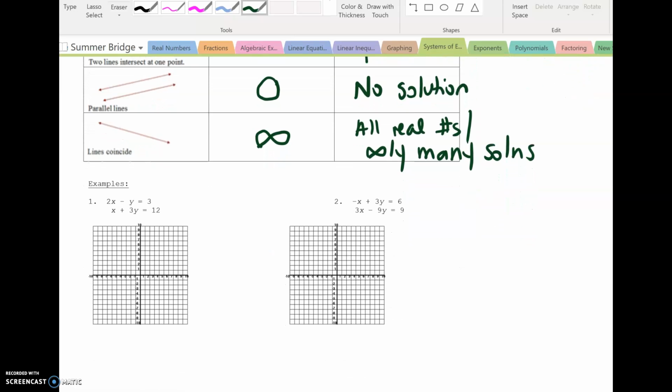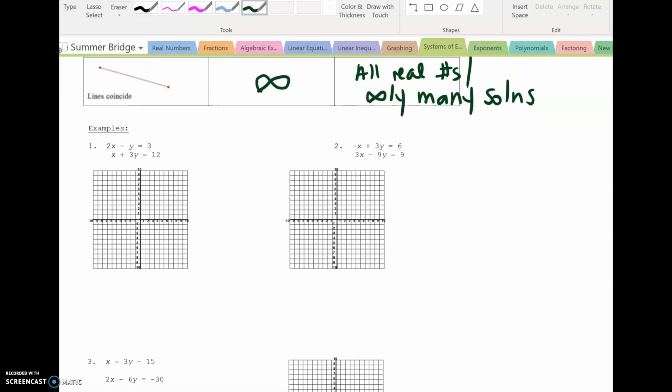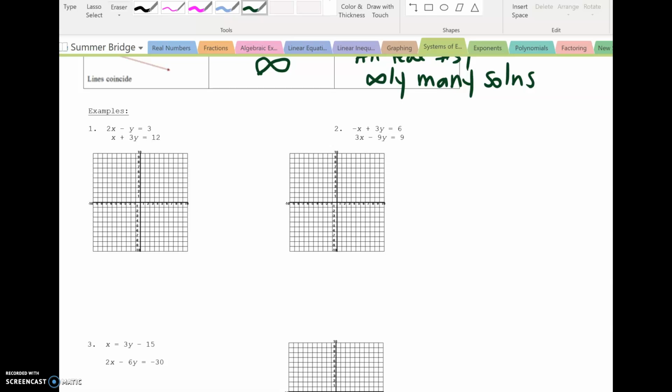So I am going to do a few more examples here. Okay, we have 3. And notice that none of these are in the right format. So we're going to have to get them to the right format. I'm going to give ourselves a little space here. And the first one, I'm just going to go ahead and start it for us. Negative y is equal to negative 2x plus 3. And then we're going to divide everything by a negative 1. So y is going to equal a positive 2x minus 3.